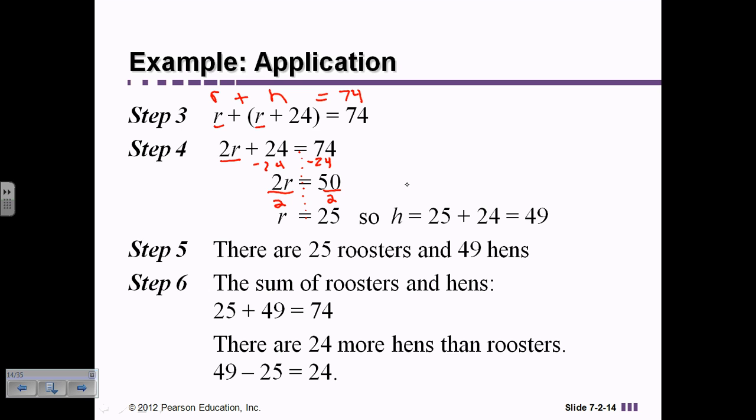So then if we plug that back in, the other equation was R plus 24. So if we plug in 25 for R plus the 24, that means there's 49. So that means there are 25 roosters and 49 hens in the yard. You can check your information and find out. 25 plus 49 is 74. There are 24 more hens than roosters, so all of these numbers make sense, so it is a reasonable answer.